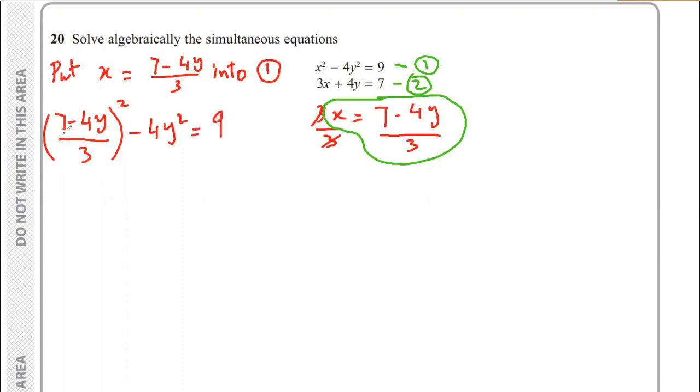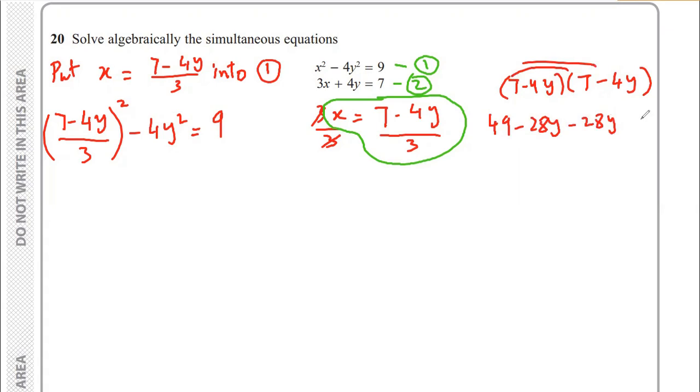equal 9. Right, and if we expand 7 minus 4y squared, I can write it as 7 minus 4y times 7 minus 4y, and that will give me 49 minus 28y minus 28y plus 16y squared.